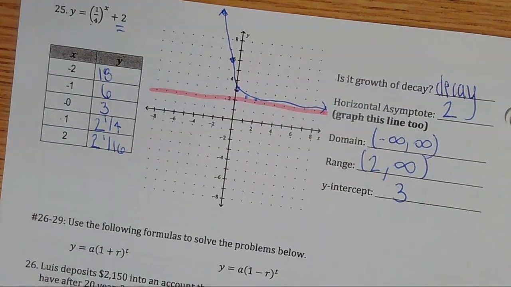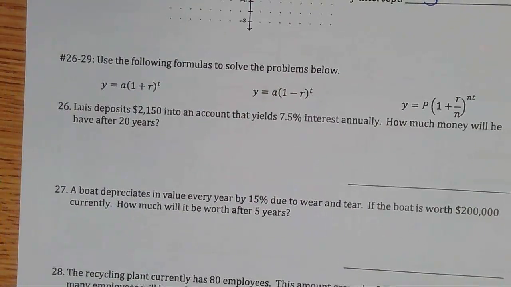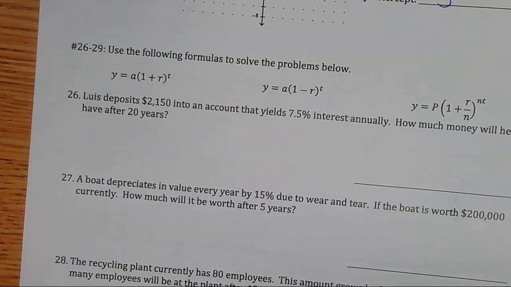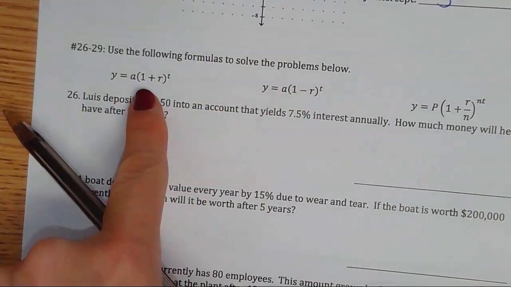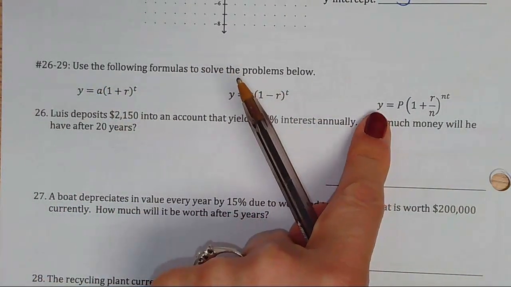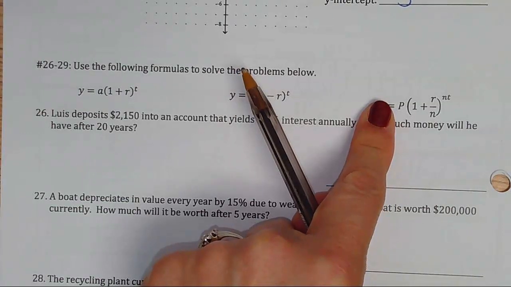Okay, so now we're on to our Lewis deposits. We're going to figure out if this is exponential growth, exponential decay, and when we compound something. So this is when we need to look for the word compound.